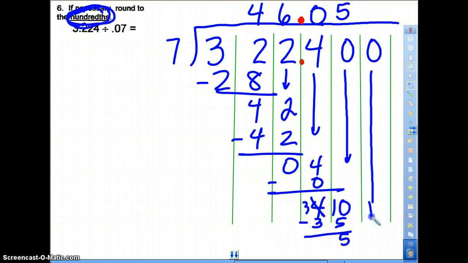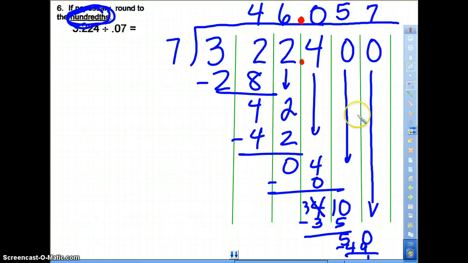One more time. I got to see what number is in that thousandths place. 7 goes into 50 how many times? Yep. 7 times 7 is 49. When you subtract, you get 1.